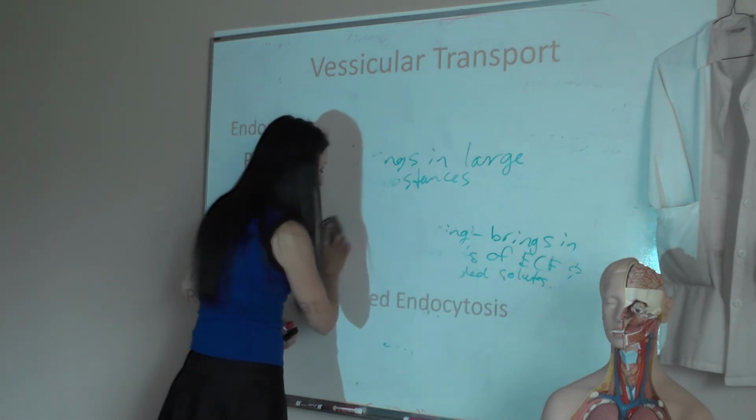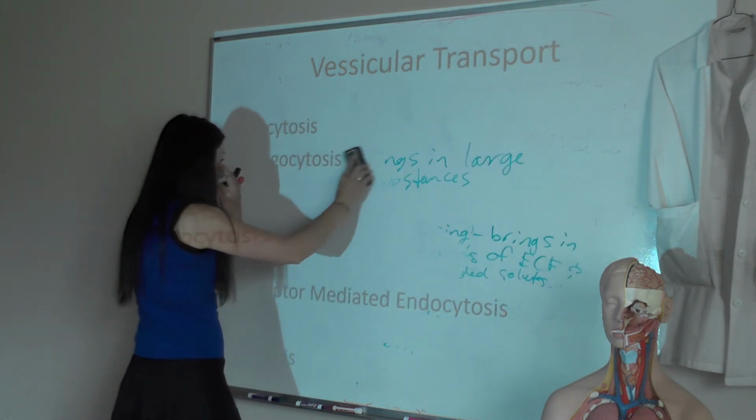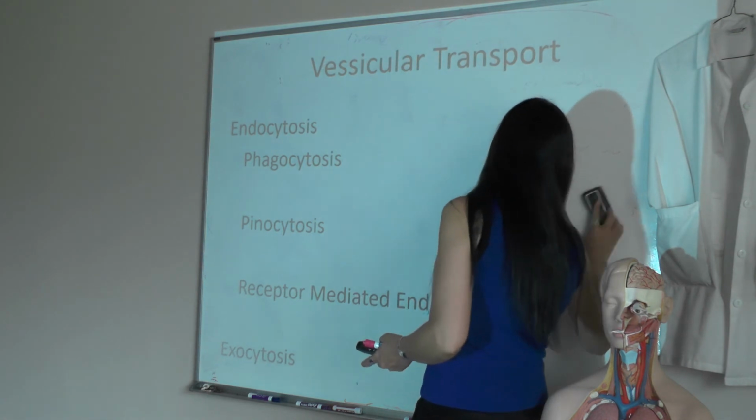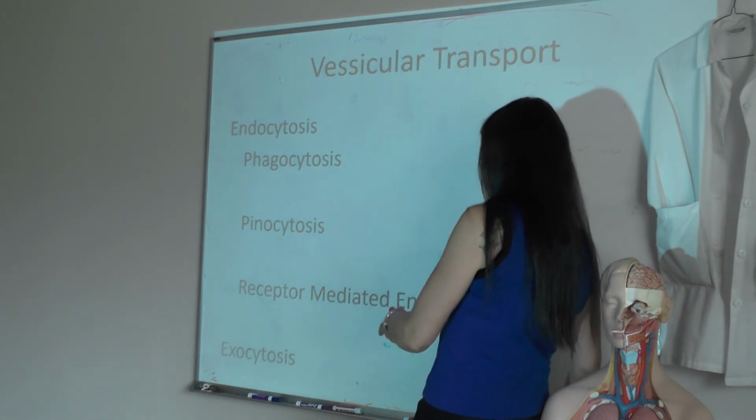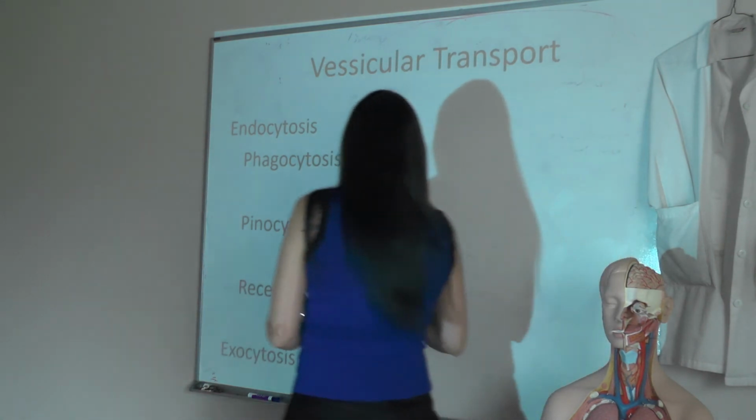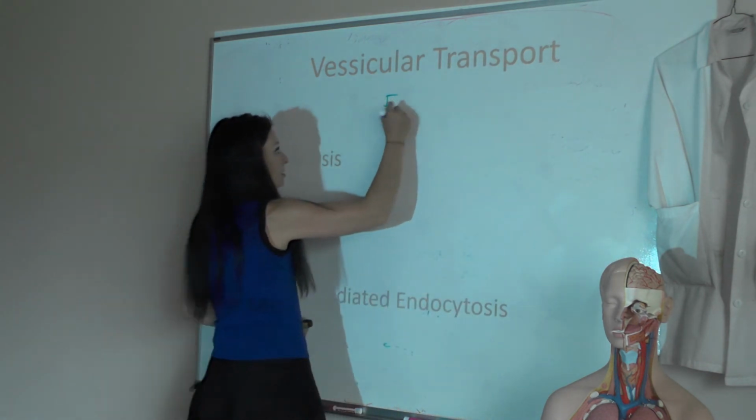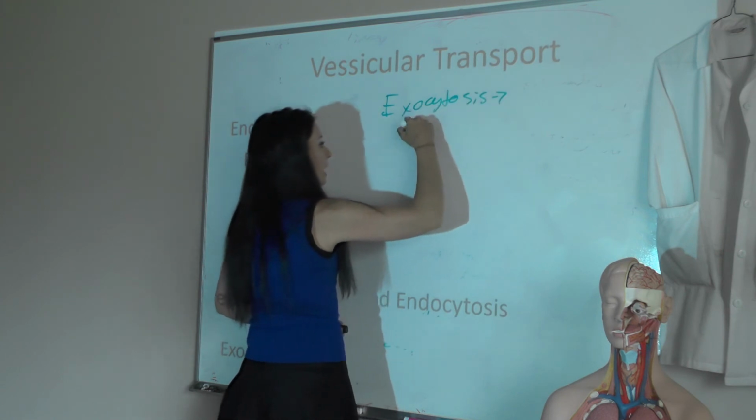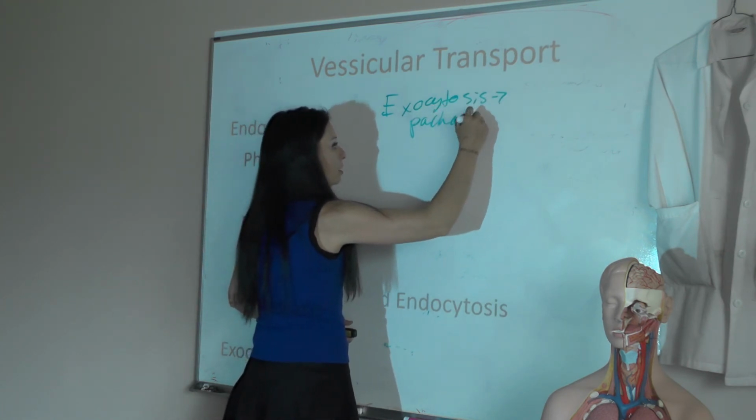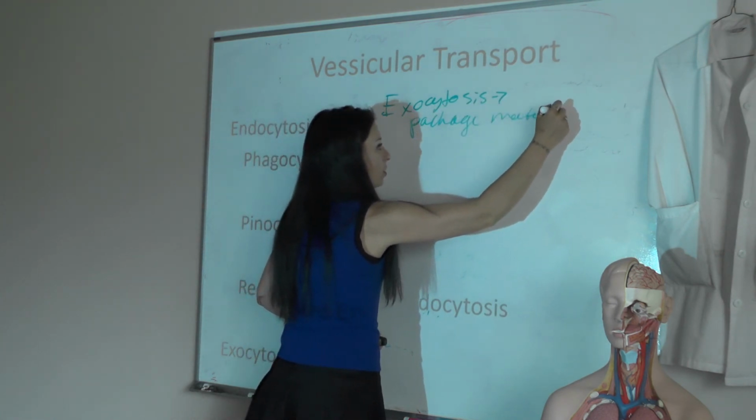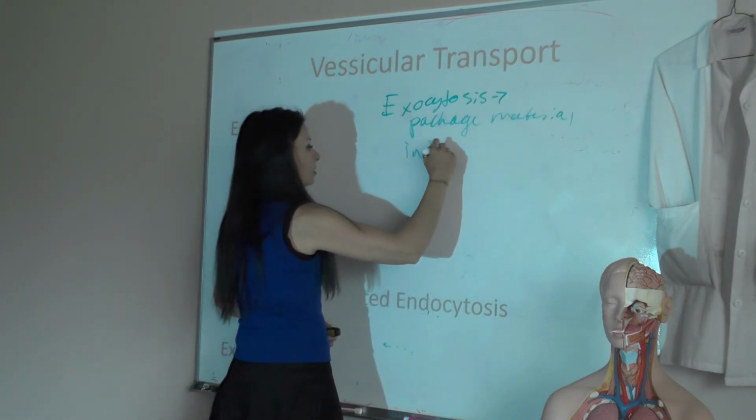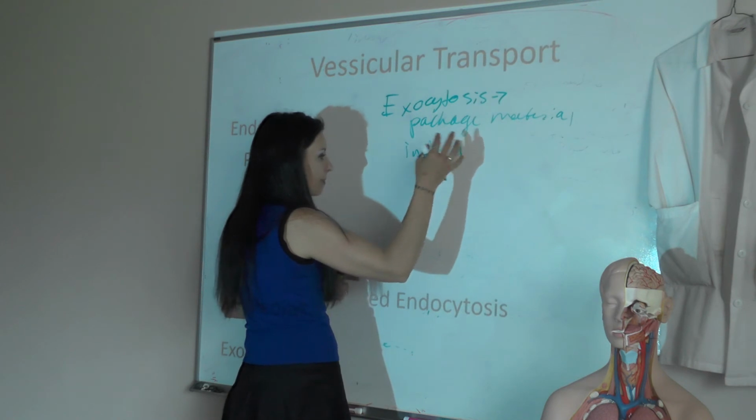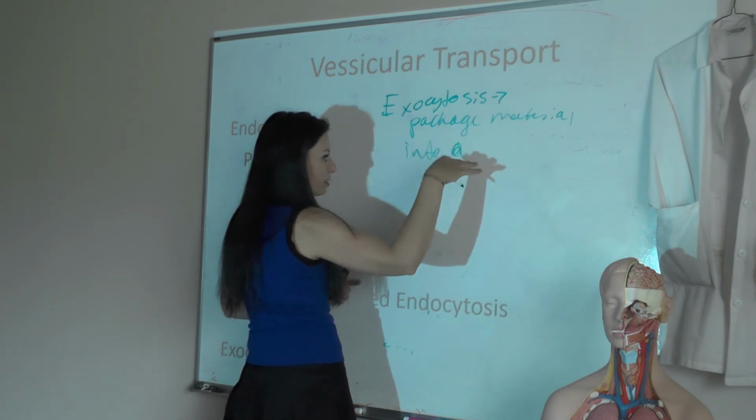Okay, so how do I get things out of the cell in a membrane-bound vesicle? That happens through exocytosis. Exo, without cytocell-osis movement. So in exocytosis, I am packaging a material into a vesicle that is going to fuse with the plasma membrane and release that material to the extracellular fluid.